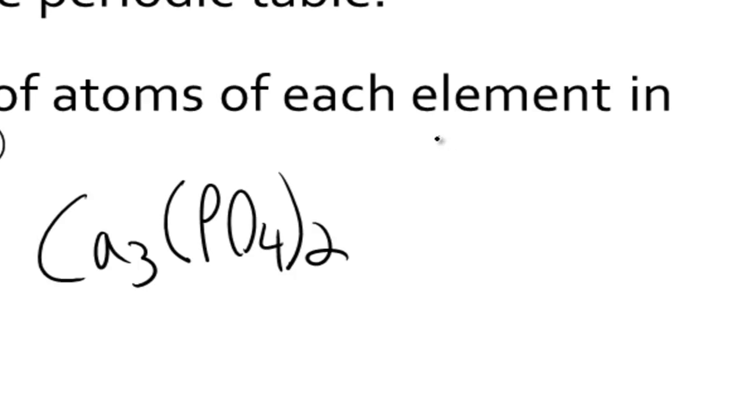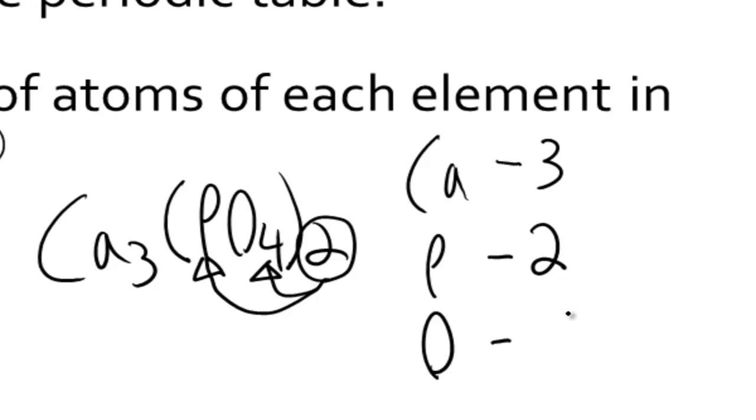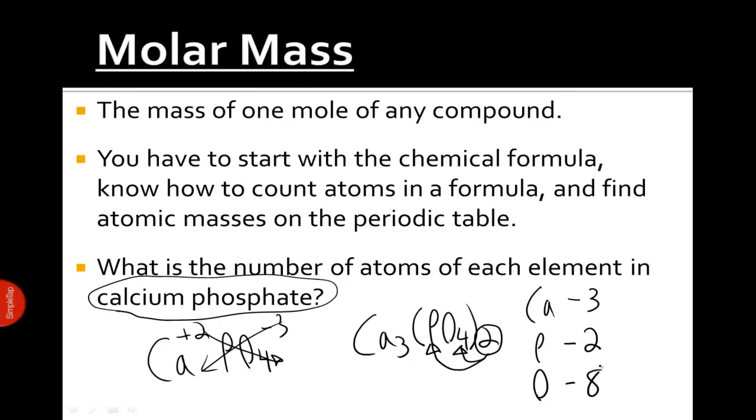So to count the atoms, in this formula you have calcium, phosphorus, and oxygen. This 2 is going to have to be distributed within the parentheses. So whatever number of the atoms you have within the parentheses, you multiply by the number outside the parentheses. In this case, calcium has 3 atoms, phosphorus would have 2, and oxygen would have 8.